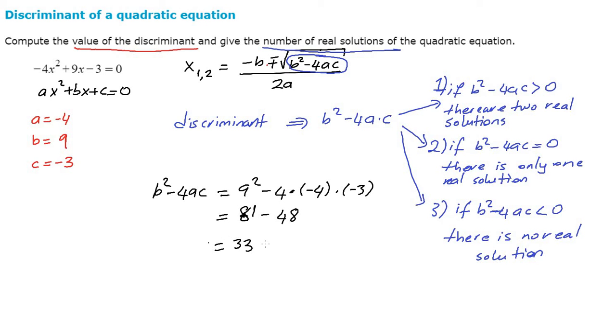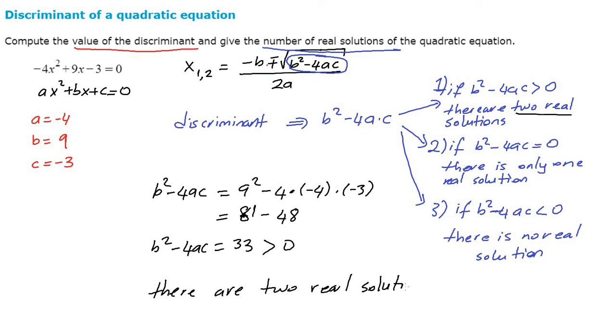So I'm noticing that this value is greater than 0, which satisfies the first situation: b squared minus 4ac is greater than 0. So I would say there are two real solutions. The question is not asking us to write down the answers, what the values of x are, but it is asking how many real solutions there are. So there are two real solutions.